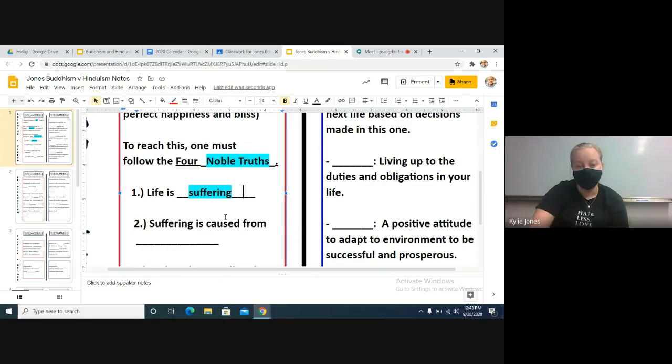Yep. And then number 2, suffering is caused by what? Anybody? What was suffering caused by? Good, the desire to have something.